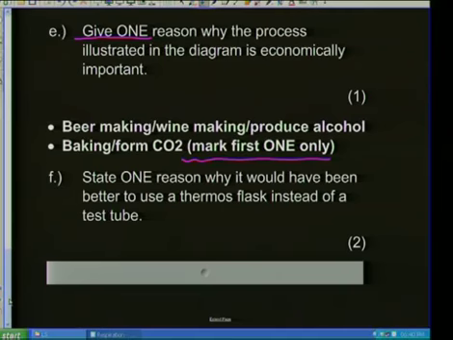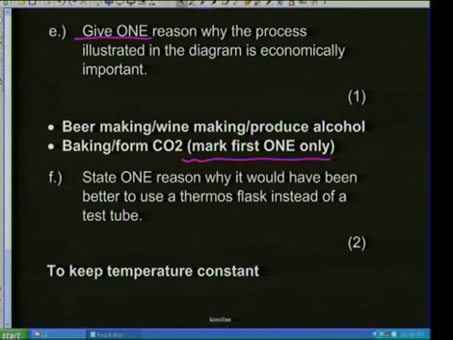State one reason why it would have been better to use a thermos flask instead of a test tube. A thermos flask is a flask that keeps the temperature in. It's a flask that you keep your tea or coffee in, you want to keep it warm. That's a thermos flask. It keeps the heat in or heat out. Why would you do that? Because we want to keep the temperature constant.